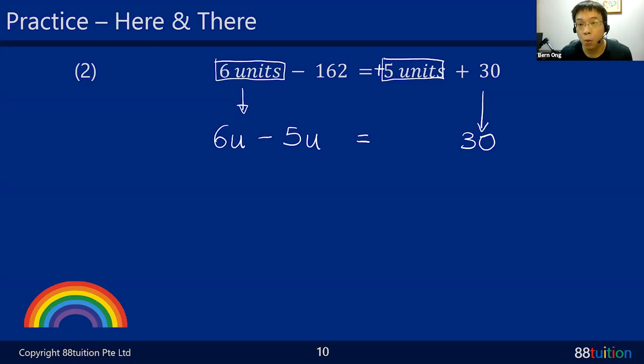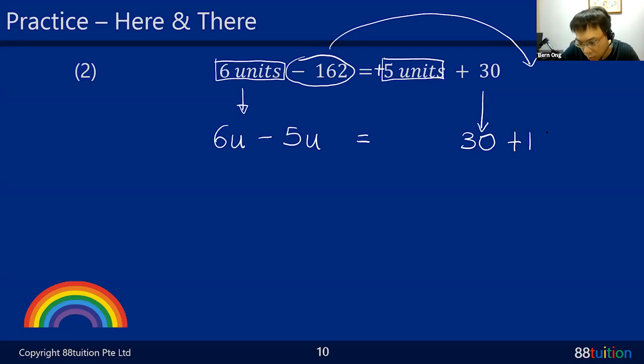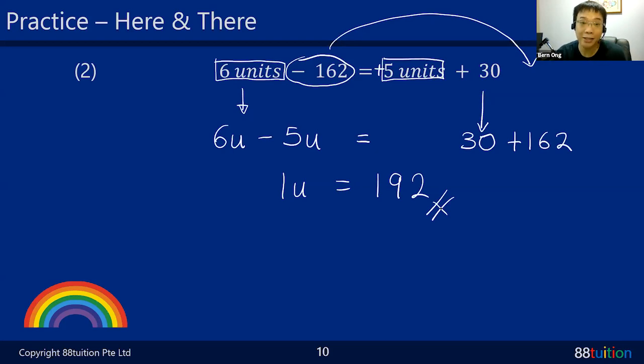Okay, next problem. What's the next problem? Minus 162. The minus belongs to 162. So you want to bring it to the other side, the number family. If you bring it across, the minus becomes a plus 162. Ta-da! It's the same pattern. Just trust me, just look at it from a pattern viewpoint. So 6 units minus 5 units will give you 1 unit, and 30 plus 162 is 192. And that is all you need to find the 1 unit. This is called here and there. Yes, Vernie, 1 unit is 192. Correct. Smart girl.